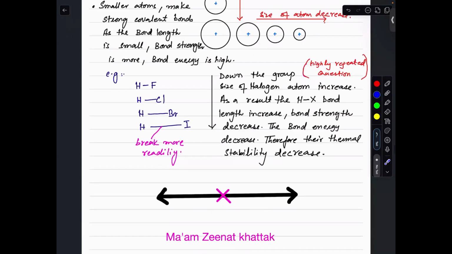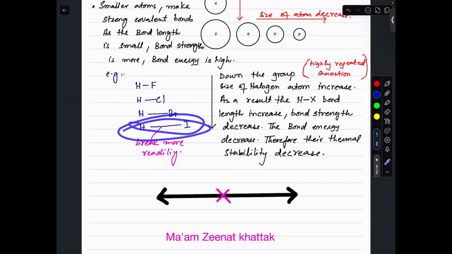Down the group, if you see hydrogen halides, this is a highly repeated question. What happens down the group? They talk about the thermal stability. So this one is more stable to heat. This one is less stable. It breaks very easily.